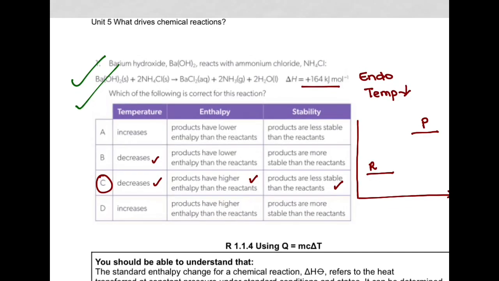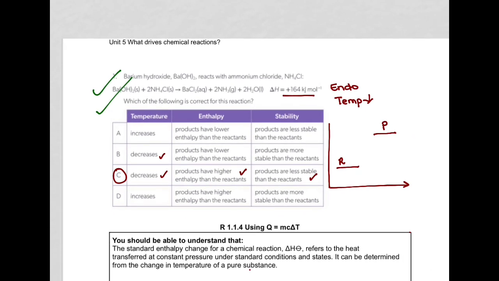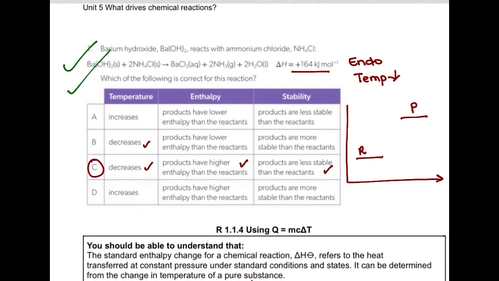So I'm going to correct the homework given last week. Here you have to find the correct statement for this reaction. You can see that this is positive, so it is an endothermic reaction, so temperature is decreasing. So these two options are correct.